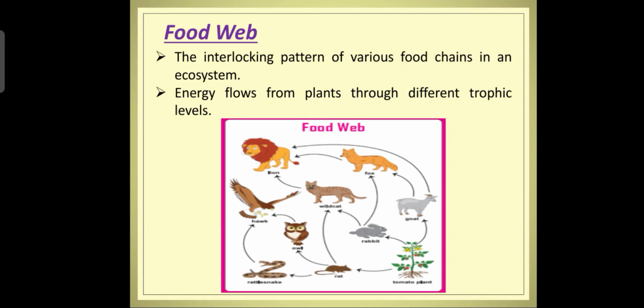Here, the energy flows from plant through different trophic levels. If one species gets affected in a food web, it does not affect other trophic levels so seriously. Food chains and food webs play a very important role in the ecosystem. Energy flow and nutrient cycling takes place through them. They maintain and regulate the population size of different trophic levels and thus help in maintaining ecological balance.